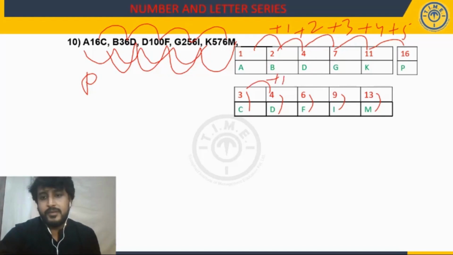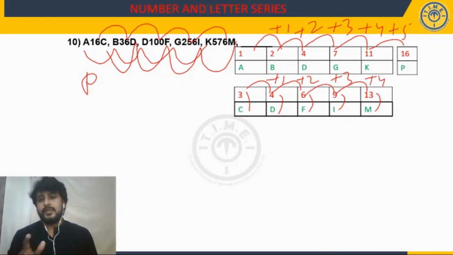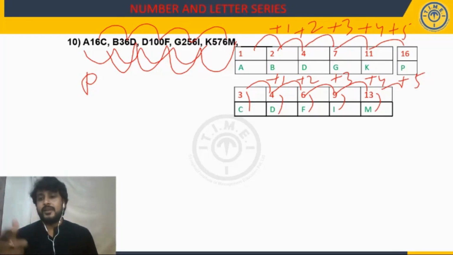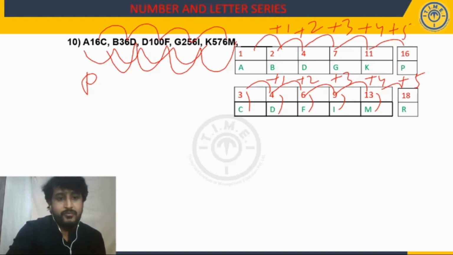3 to 4 plus 1, 4 to 6 plus 2, 6 to 9 plus 3, 9 to 13 plus 4. Plus 1, plus 2, plus 3, plus 4, so again consecutive natural numbers. So next to 4 will be 5. So 13 plus 5 is 18. Which letter has place value 18? R. So R's place value is 18.